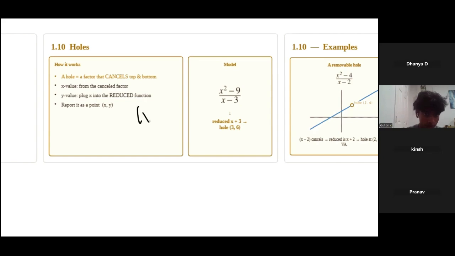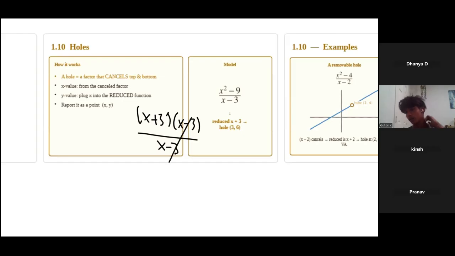For our model function, x plus 3, x minus 3 over x minus 3. So now we have our hole is going to be x minus 3. So that's going to be our x point for the hole. And now to find our exact y point for the hole, here's how we do it. So x equals 3 is going to be our hole, right? And then for the y point, we just plug that back in. So since x minus 3 cancels, our function is just x plus 3. And to find the hole, we just plug x in. So 3 plus 3 equals 6.